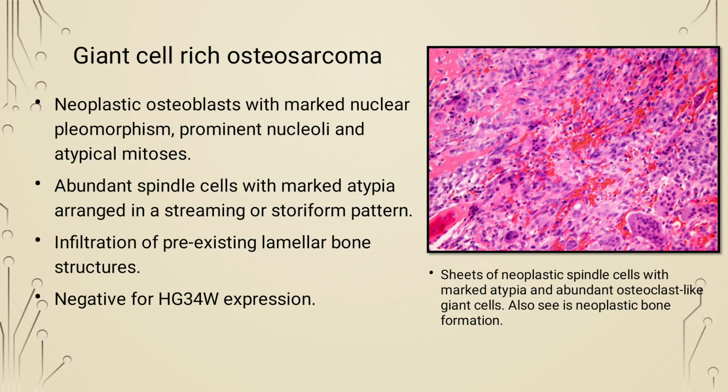Giant cell rich osteosarcoma. On microscopy, it shows neoplastic osteoblasts with marked nuclear pleomorphism, prominent nucleoli, and atypical mitosis. Abundant spindle cells with marked atypia are arranged in a streaming or storiform pattern. There is infiltration of pre-existing lamellar bone structures. On immunohistochemistry, it is negative for H3G34W. In this photomicrograph we can see sheets of neoplastic spindle cells with marked atypia and abundant osteoclast like giant cells.